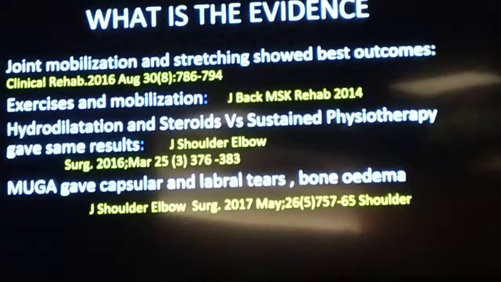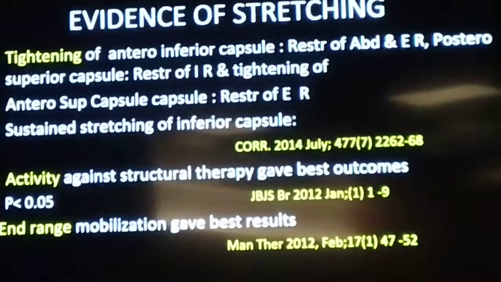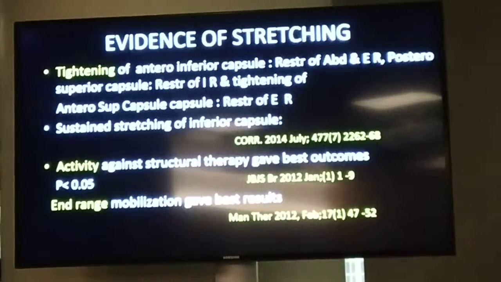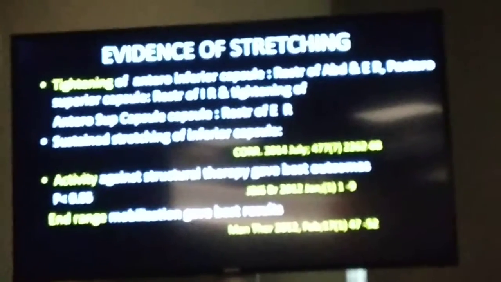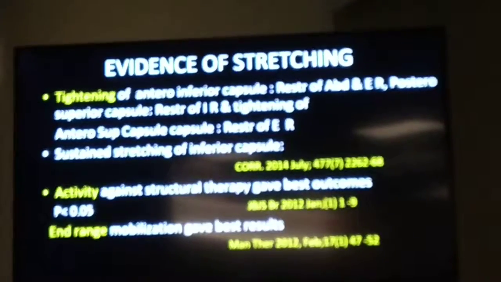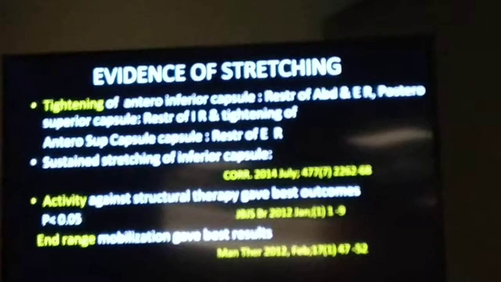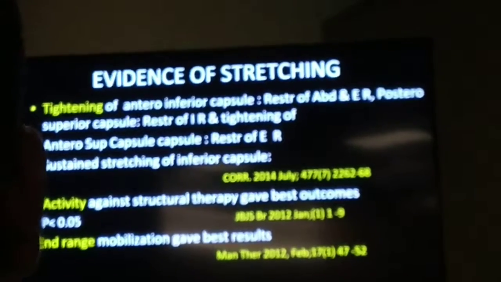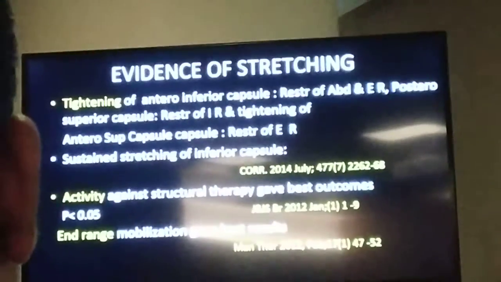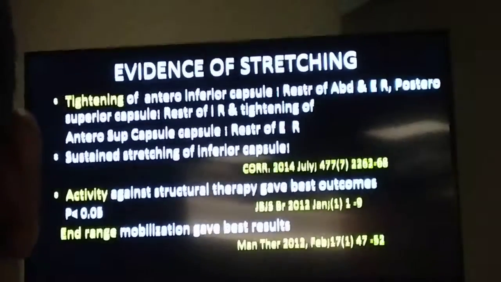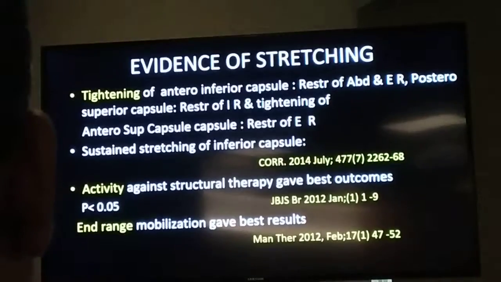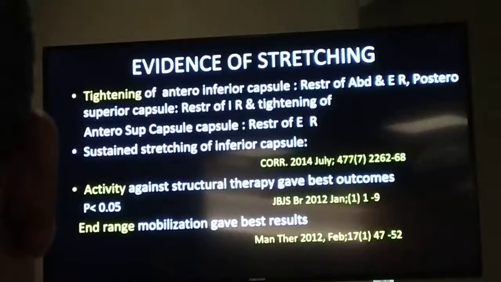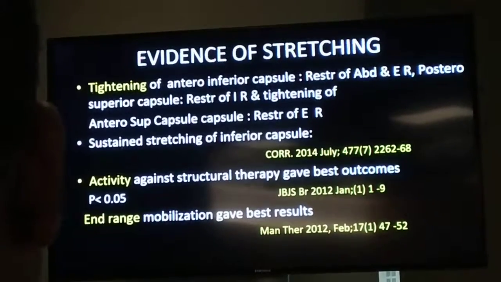That gave capsular and labral tears and bone edema. So what is the evidence? You have to stretch. Tightening of the antero-inferior capsule will give rise to restriction of abduction and external rotation. Tightening of the posterior superior capsule will give rise to restriction of internal rotation, and tightening of the anterior superior capsule gives rise to limitation of external rotation.